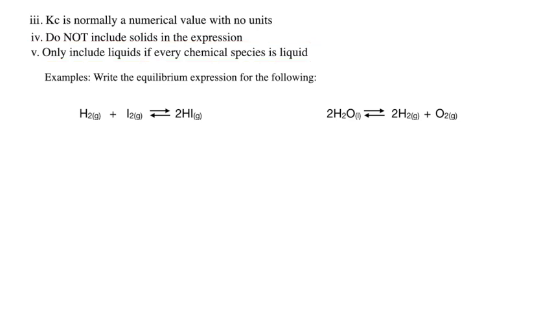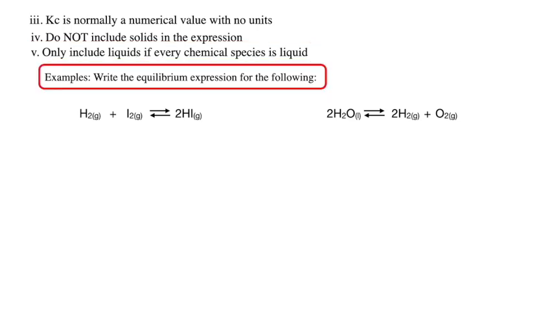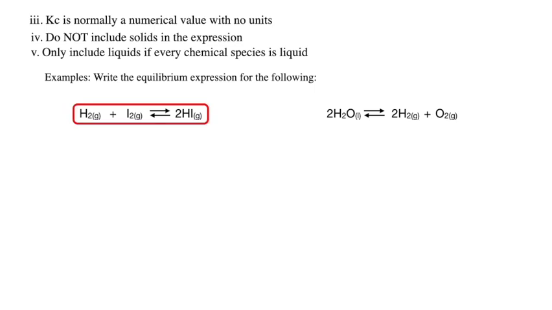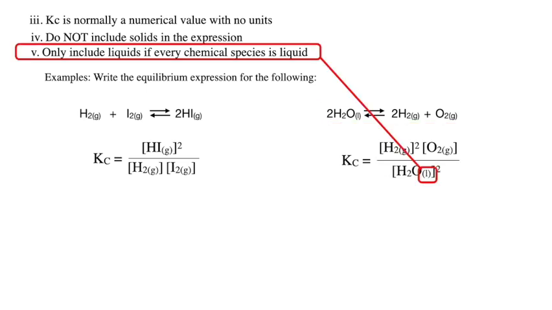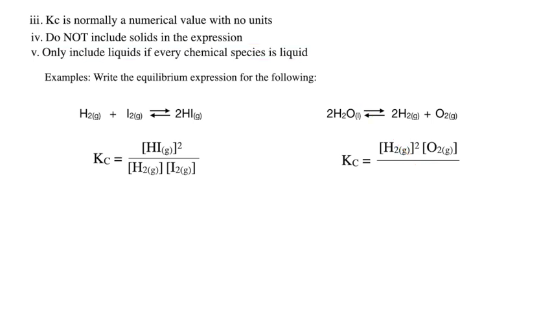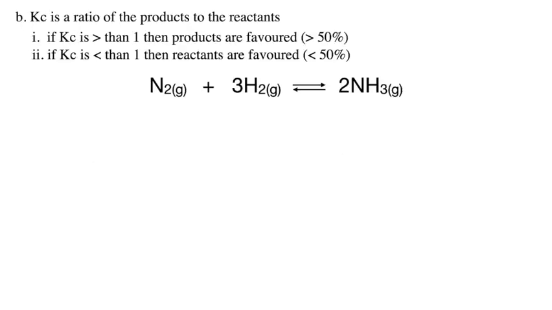Okay, so if I said write the expression for the following, okay, there it is. Kc equals HI squared over H2 times I2. That one's straightforward. Let's look at this one. Products, H2 squared times O2 divided by H2O squared. Oh, be careful. That's a liquid. You can't include that. All right, unless they're all liquids. Okay, so there we go.